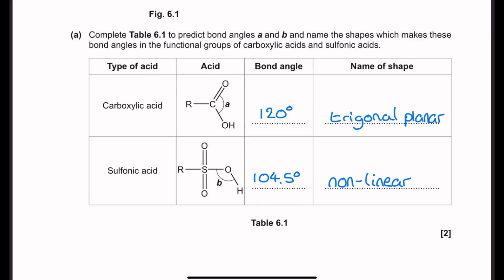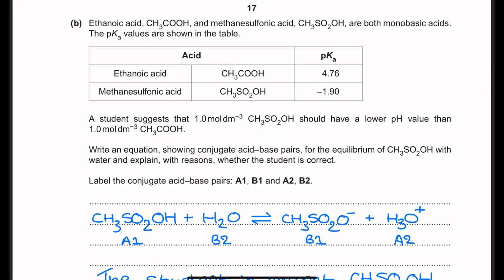The sulfonic acid one is the one that we would see in alcohols, carboxylic acids as well, and it's the one surrounding that oxygen. When it's in two covalent bonds, it's still got its two lone pairs, making it 104.5 degrees and nonlinear. Tricky question now, using acids, bases and buffers alongside organic chemistry.